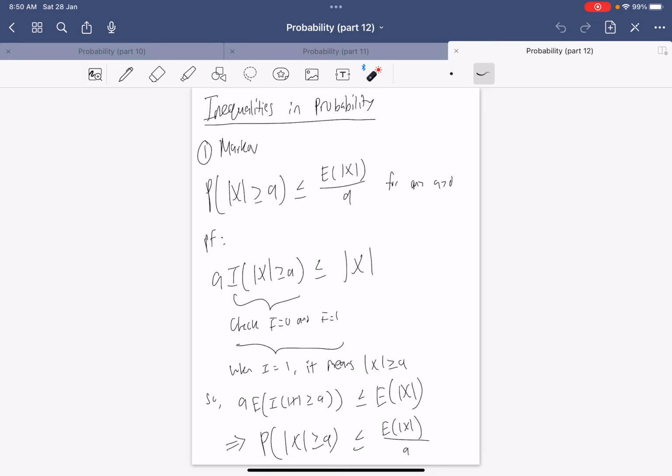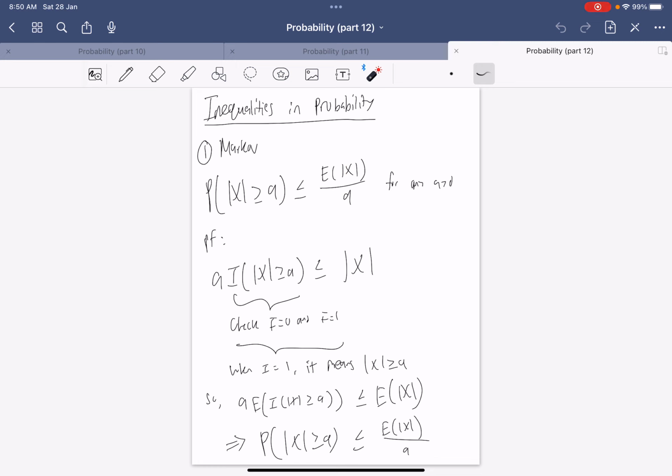We'll talk now about some inequalities in probability. Let's take the first one as our example. The first inequality we have in probability is known as the Markov Inequality. It says that the probability that this positive random variable is larger than A is less than or equal to the expectation of the random variable over A.